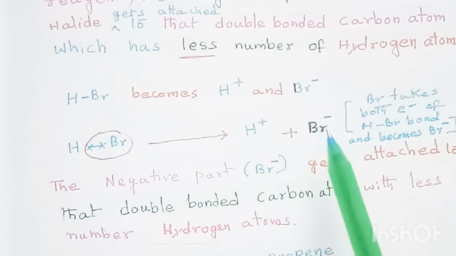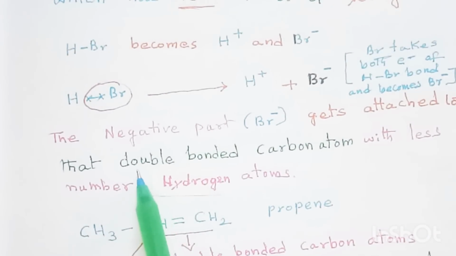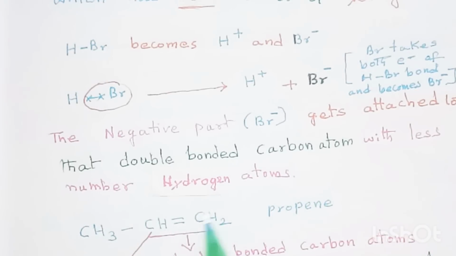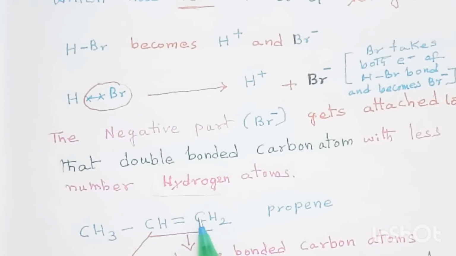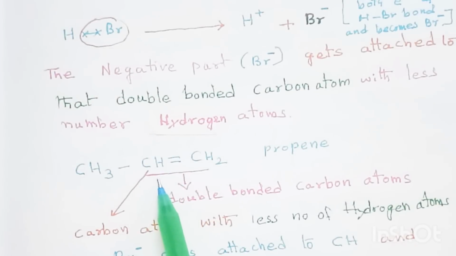This Br minus gets attached to that double bonded carbon atom which has less number of hydrogen atoms. So in propene, CH3CH double bond CH2, this is the double bond. These are the two double bonded carbon atoms. Of this, the CH or the second carbon atom is having less number of hydrogen atoms. So Br minus gets attached here.